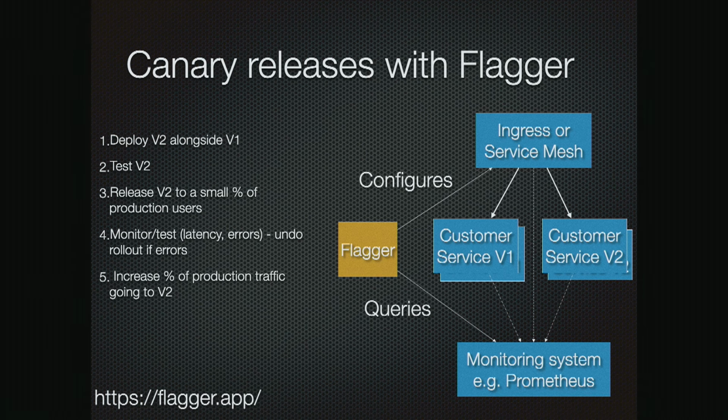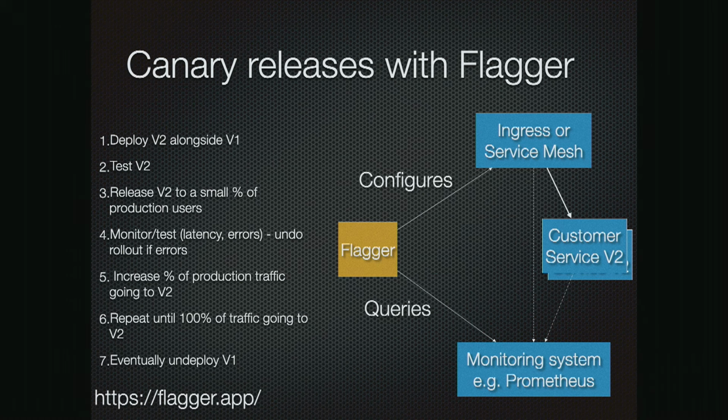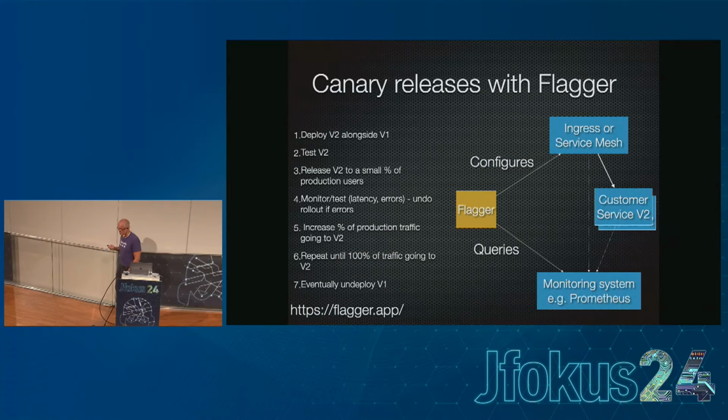And then if at any point something goes wrong, like there's a spike in latency or a spike in error rates, you could just abort the rollout. And then eventually all of the traffic is going to the new version, and you ultimately undeploy the old version. And Flagger is a super interesting tool for doing that. Once again, it's configured by a bunch of YAML files, but it seems to work quite well. Anyway, so that's my talk.